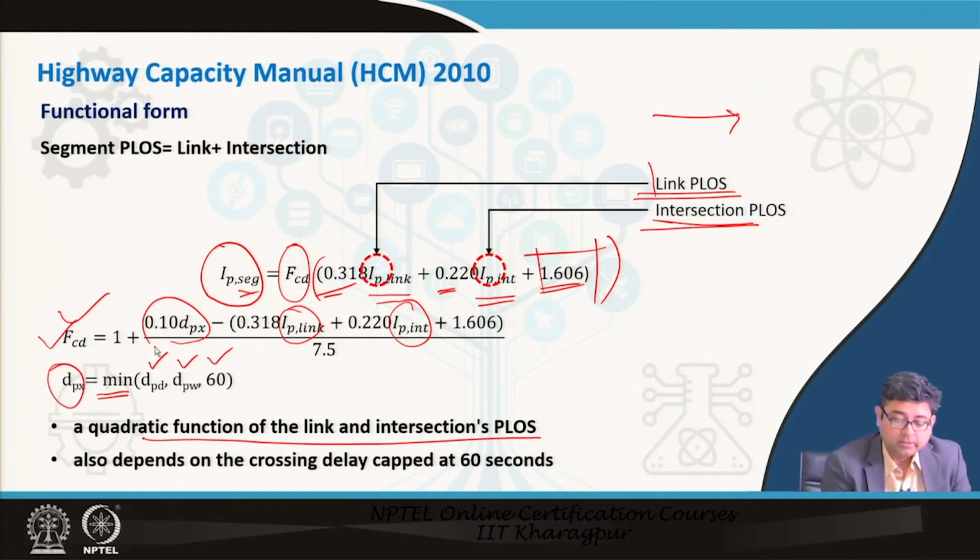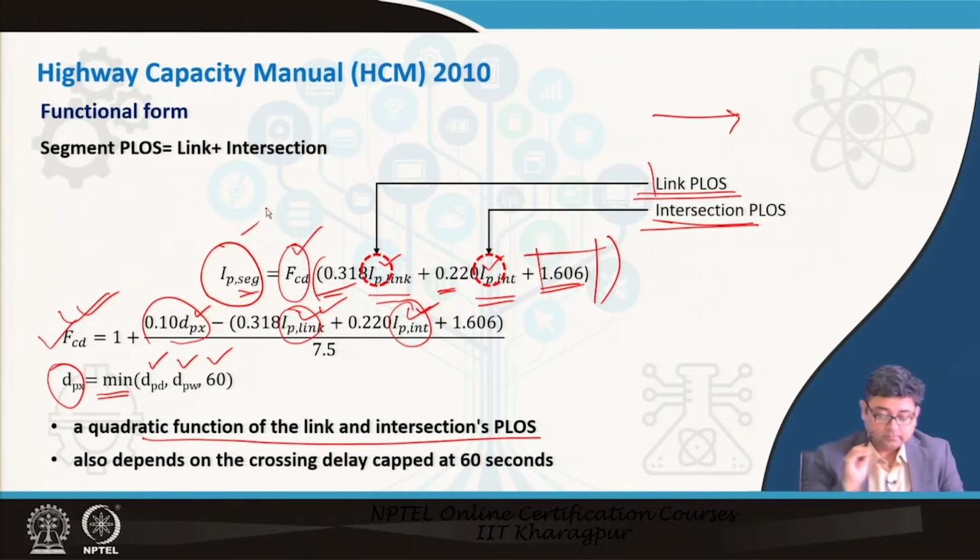So, once you determine the delay term, plug it in here, you already know what these two are, you will get that. You further plug in that value here. So, it becomes a quadratic equation, right, and you will get the pedestrian level of service score for the segment. Okay. So, this is capped at 60, meaning this is the minimum of these three. So, even if the delay faced by a pedestrian crossing mid block is greater than 60 seconds or greater than a minute, we will cap it only at 60 seconds.